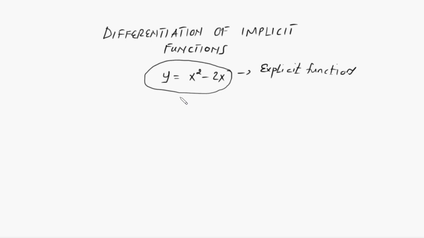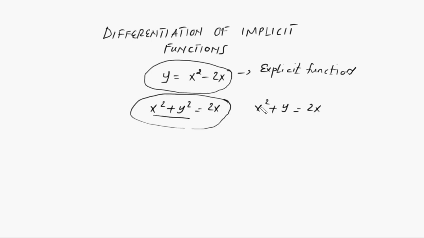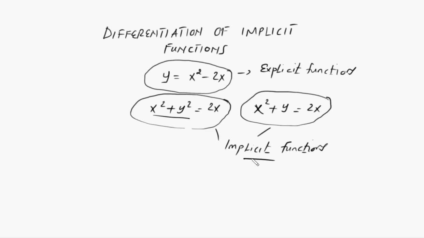Lakini zinaweza zikaja equation ambazo kama labda hivi x squared plus y squared is equal to 2x. Ukiangalia equation hii sio rahisi kusema dependent variable ni nini. Okay? Au hata x squared plus y sasa na 2x hata hivi. Ukipewa equation ya namna hii sio rahisi kusema dependent variable ni nini. Okay, sasa ndo tunazita implicit functions. Okay?